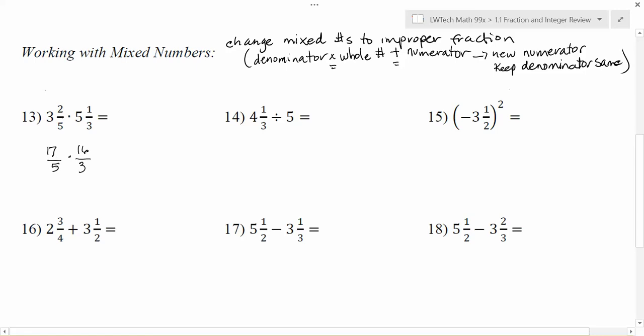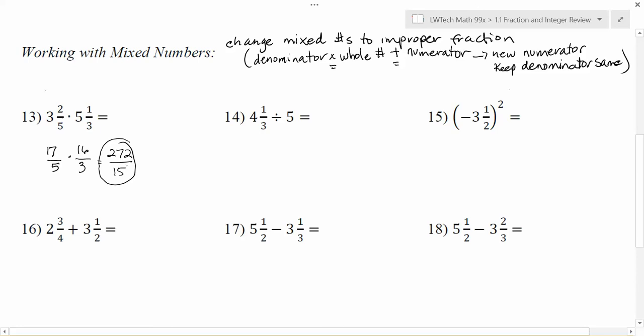Don't forget that it's often nice to see if there are any numbers that will reduce or simplify. Unfortunately, in this particular case, 5 and 3 don't go into 17, and 5 and 3 don't go into 16 either. So I can't really do any sort of reducing. All I'm left to do is multiply the top and the bottom. 17 times 16, I'll pull that up on my calculator, gives me 272 as a numerator, and on the bottom, 5 times 3, which is 15. So 272 over 15 is going to be my best solution, and that is an improper fraction.